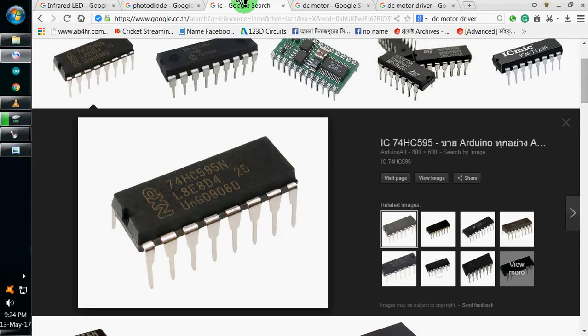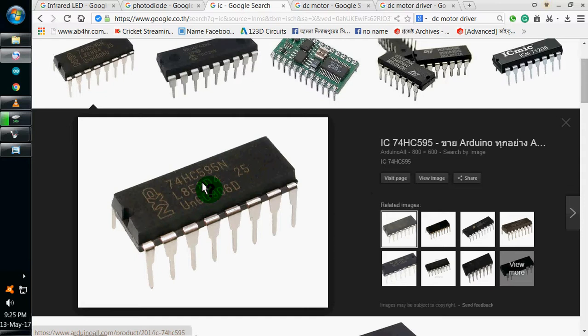Now another device is the IC. The full name of the IC is integrated circuit. That means the IC is a device that has circuits on it. Inside this device there could be different circuits interconnected to each other. Different IC, different function. It depends on the number of the IC.